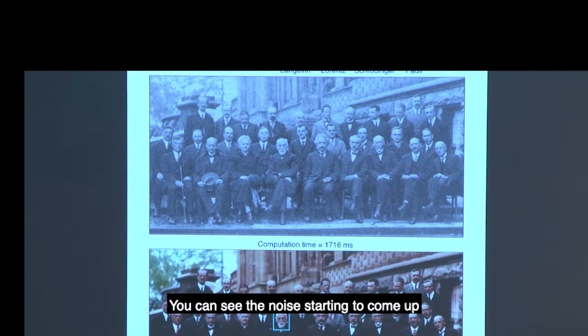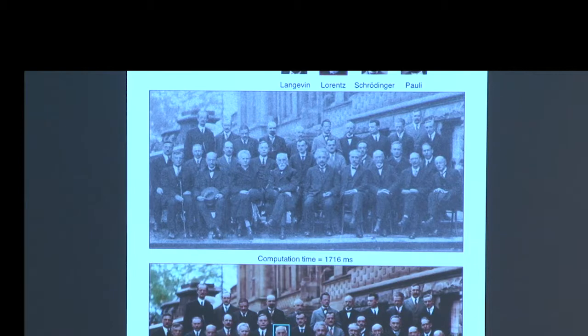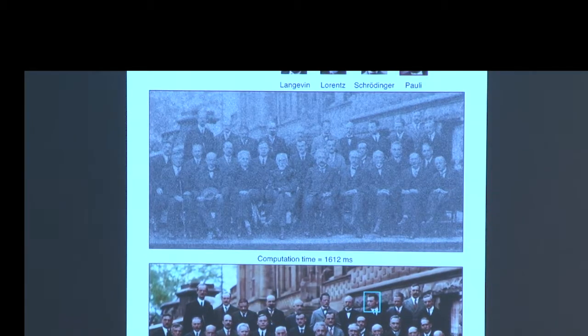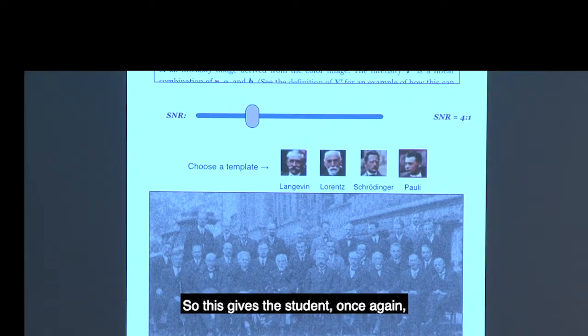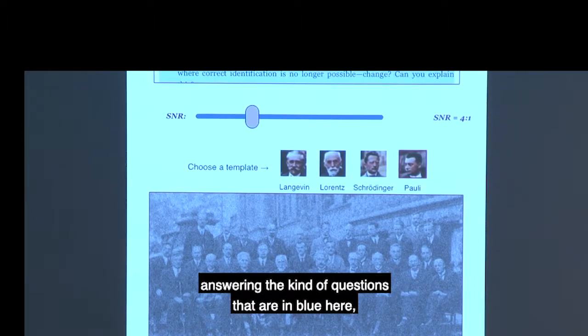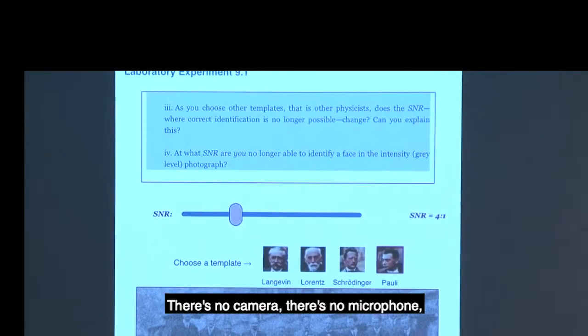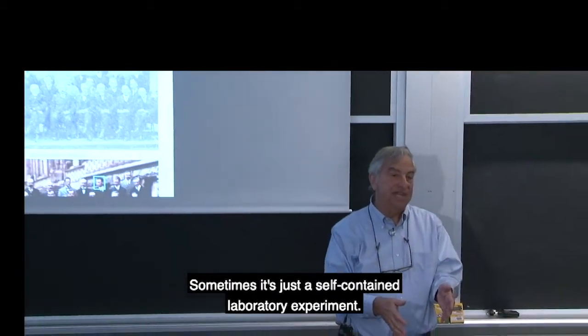You can see the noise starting to come up in the image up there, and it's still finding Lawrence. Now the signal to noise ratio is 4 to 1. Can it still work? Can it find Pauli? Yeah, it found him at a signal to noise ratio 4 to 1. So this gives the student, once again, answering the kind of questions that are in blue here, the opportunity to interact with this. There's no camera, there's no microphone, so not everything requires the camera and the microphone. Sometimes it's just a self-contained laboratory experiment.